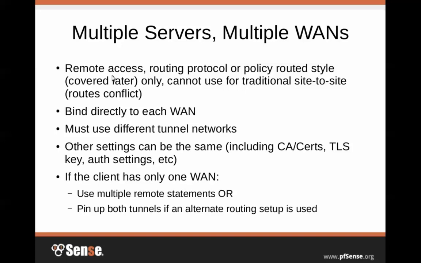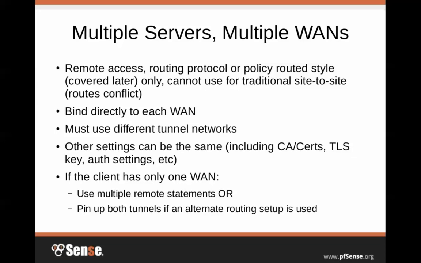You can use this for, like I said, remote access, routing protocol, or policy style, covered later. Only you cannot use it for additional site-to-site because your routes would conflict. You can't have two OpenVPN instances with the same remote networks going to the same place. The first one would work, the second one wouldn't, or vice versa. It would never use both of them, and it couldn't switch.